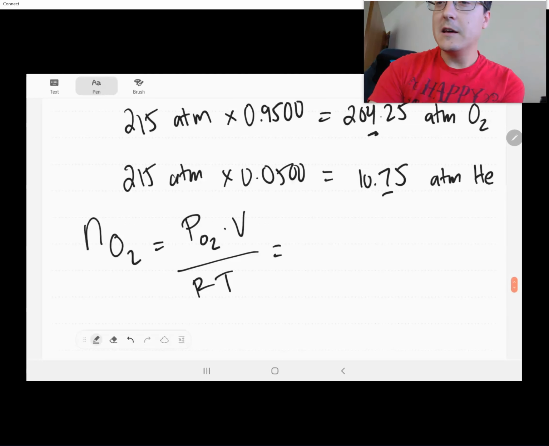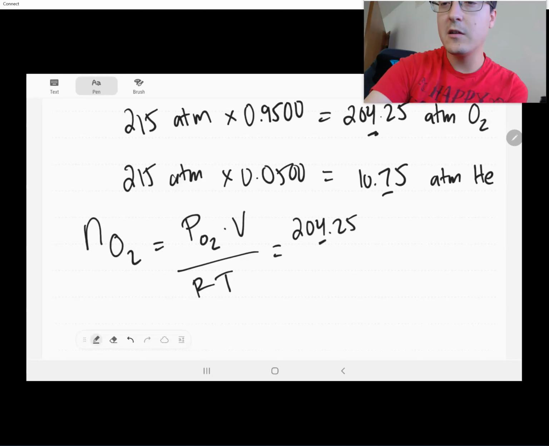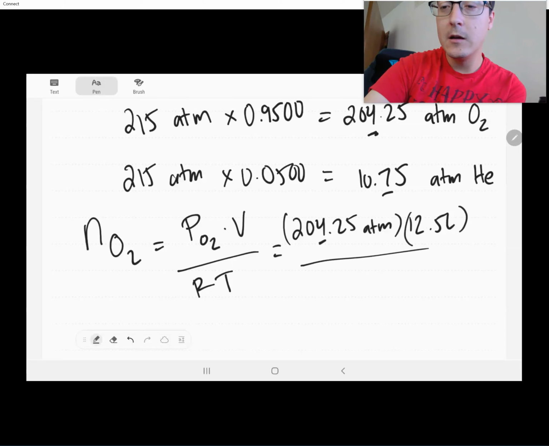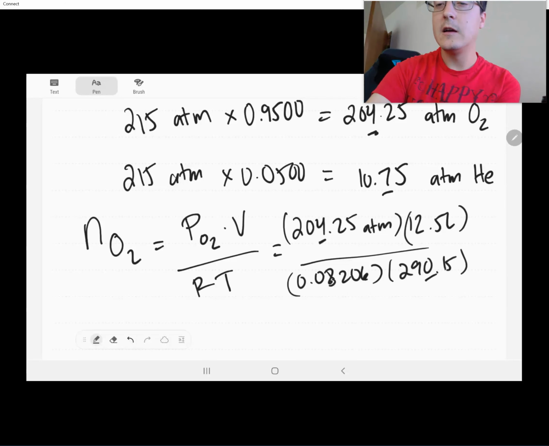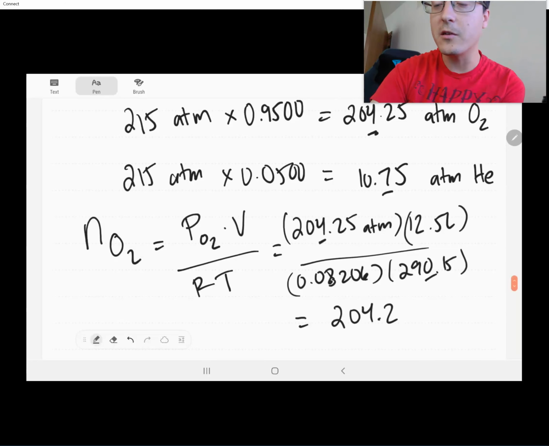Okay, which would be 204.25 atmospheres times the volume, which was what, 12.5, I think? And then R, 0.08206, and then the 290.15. And doing all this, you should get about, not sorry, not that. Whatever it was last time. What did Shelby say? 107. Okay.